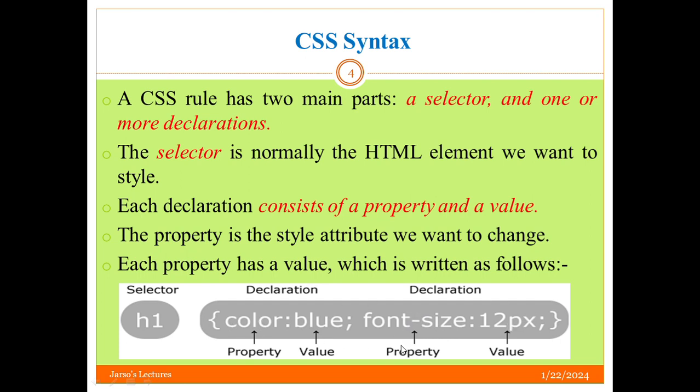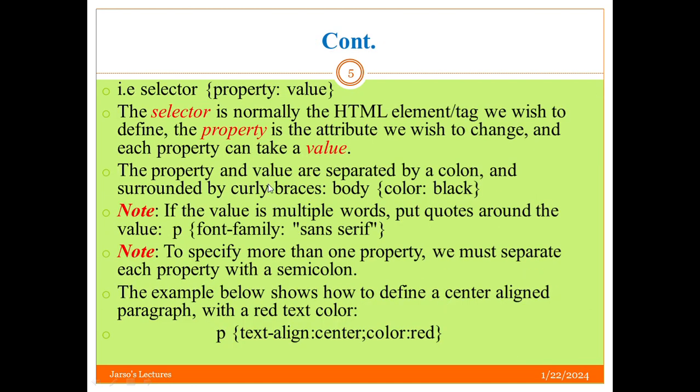The syntax of CSS, the CSS rules or CSS definitions, has two main parts. The first part is the selector, and the other one is declarations. There can be 1, 2, 3, 4, or more declarations. This is what the syntax looks like: selector, property, value. So we have now seen selector, property, value.